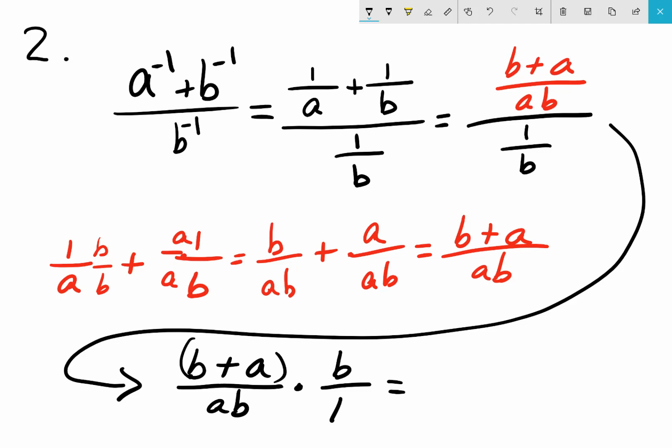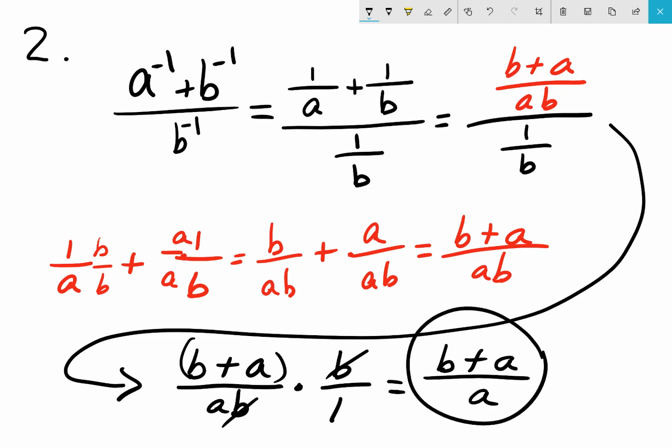b is a factor. It is multiplied by the whole numerator and the whole denominator. So b can be canceled. That's what you're left with, b plus a over a. You cannot cancel the a's because the a in the numerator is not a factor. So this is your final answer for number 2.